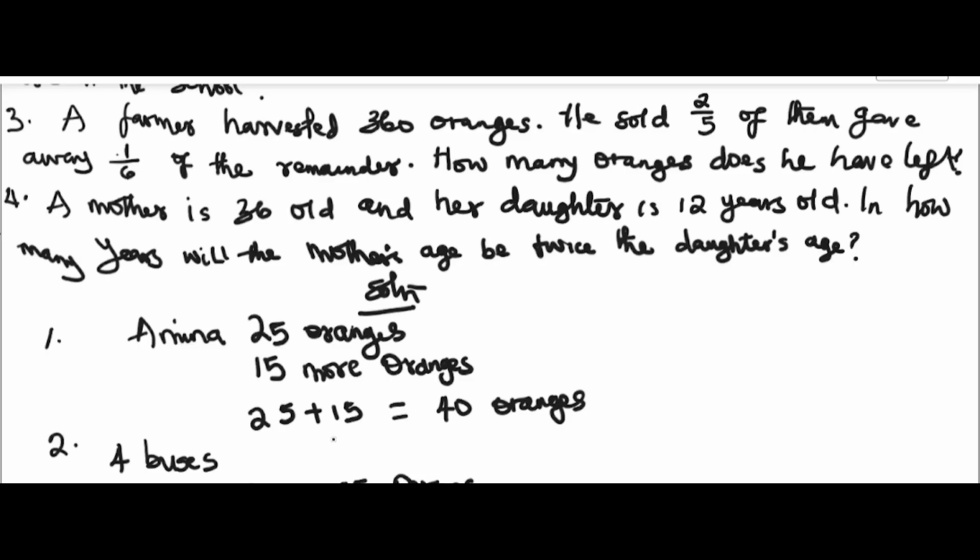Now, I want you to take note how I wrote my own fraction. Did you see how I wrote it? Are you seeing my 2/5? So please don't write yours this way. This means 2/5. So take note how I wrote my own fraction. 2/5. Good. So now he sold 2/5 of them. He gave away 1/6 of the remainder. How many oranges does he have left?